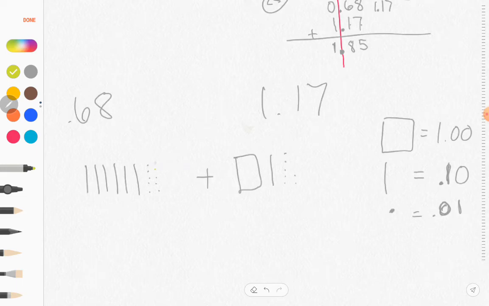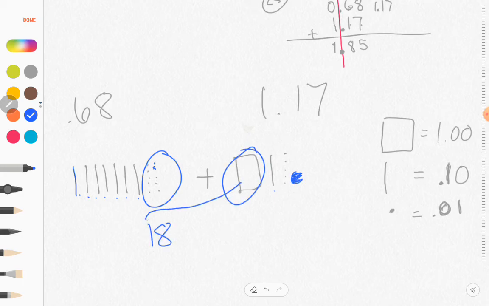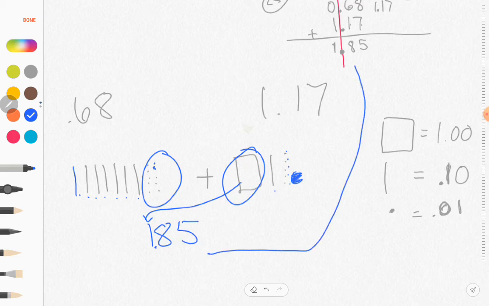Alright, now here's where we regroup them. Once I get this to 10, let me get a darker color, that's hard to see. I'm going to borrow those from over here. Those are now gone. This right here becomes a 10. So then I have 8 tens, and I have $1, and then I have 5 cents.